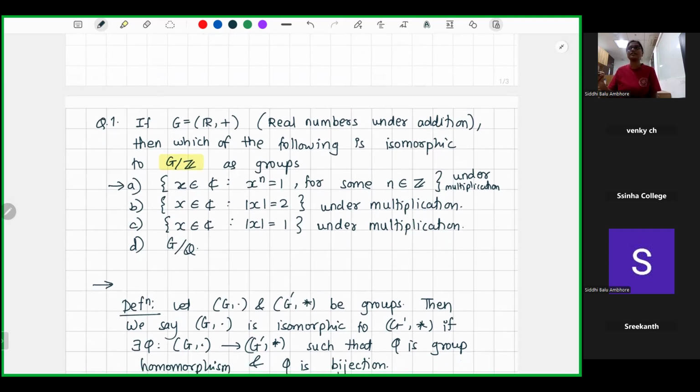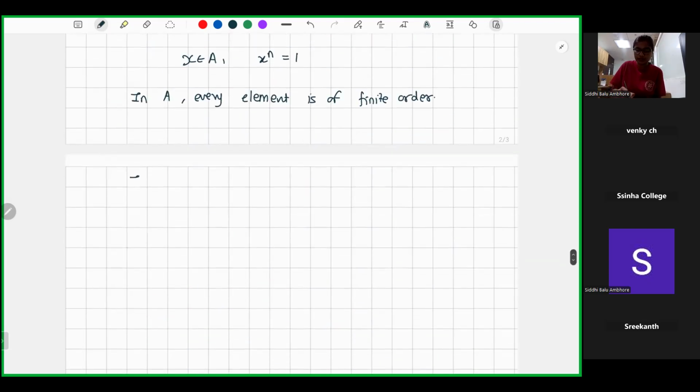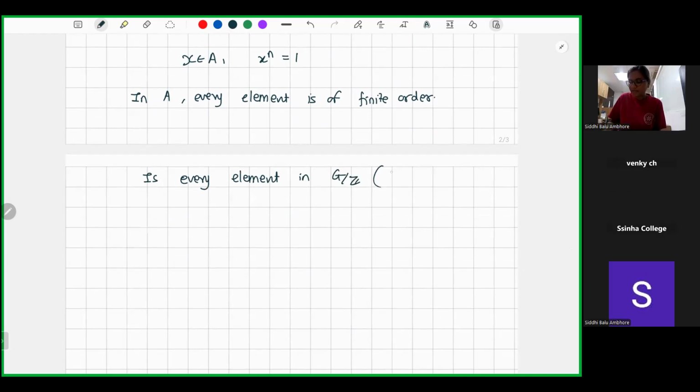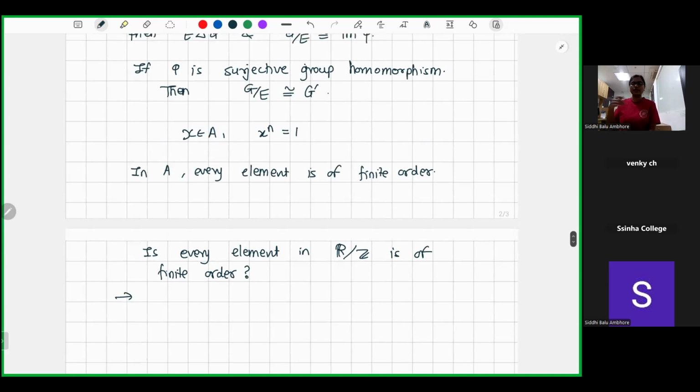Can you give me one example? Or do you think that every element in G quotient Z is of finite order? My question is whether every element in R quotient Z is of finite order. Is this true? If this is true, then we can proceed and try to find an isomorphism and so on. But is this true?